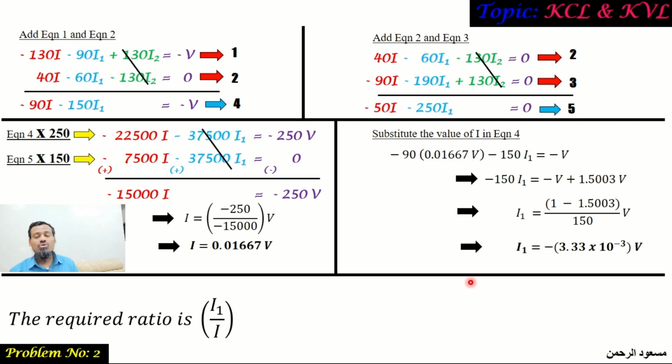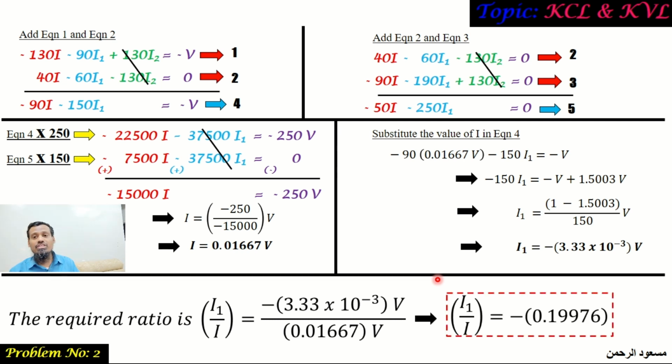The required ratio is I1 by I, which is minus 3.33 multiplied by 10 power minus 3 V divided by 0.01667 V. So the V and V will cancel out each other. The current ratio between the load resistance and the battery, nothing but I1 by I, is equal to minus 0.19976. So according to the given question and the given current directions, the value of I1 by I is found to be negative, since actually the current I1 is flowing in the opposite direction to that mentioned in the given problem.